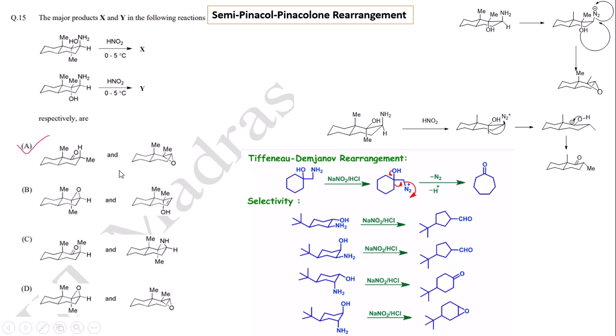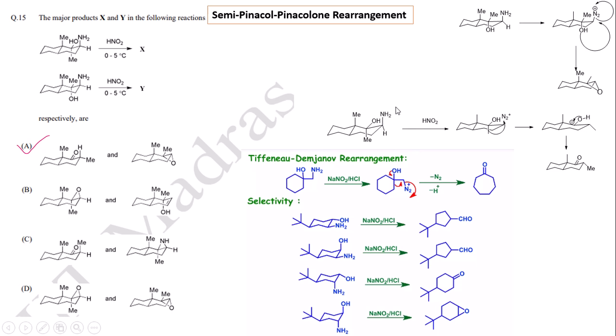This is the example for the semipinacol rearrangement. Here the amine and the hydroxyl group in the presence of nitrous acid produce the semipinacol rearrangement precursor. Here the nitrous acid gives the nitrogen elimination, and then the hydroxyl group is added anti to the nitrogen and produces the epoxide. Here the ring inversion does not take place because the trans-decalin is locked at the trans position, so since it is locked, the ring inversion is not possible.